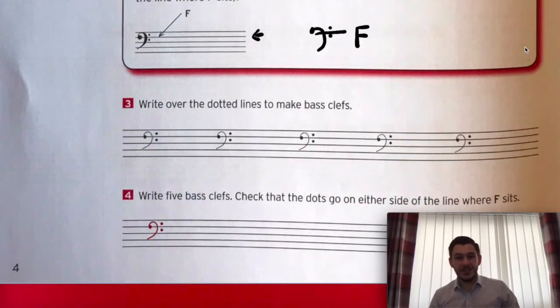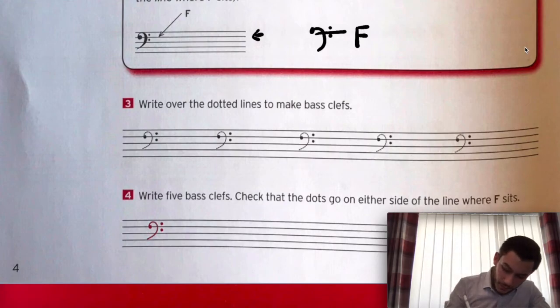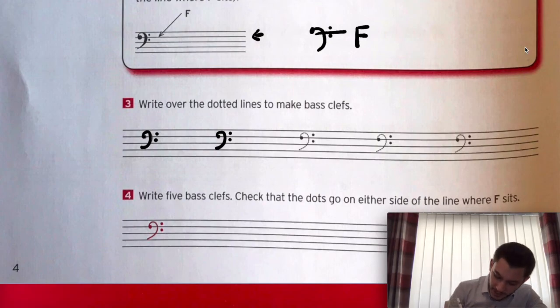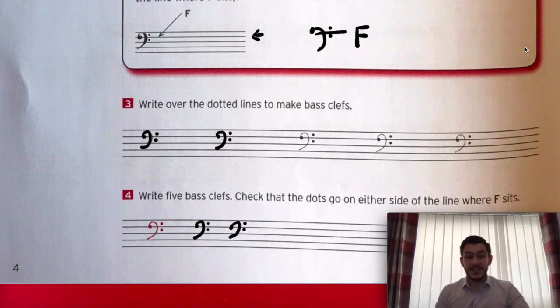Okay, so by now you should have had a go at 3 and 4. I'll do a couple with you. So here we're tracing an F clef with our 2 dots. Trace this with our 2 dots. And then exercise 4, we're going to write some bass clefs. So I'm going to make sure I check where that F line starts, loop around it, and then 2 dots either side of that F. I'm going to do a new one. Check where the F starts, loop around it, and 2 dots.